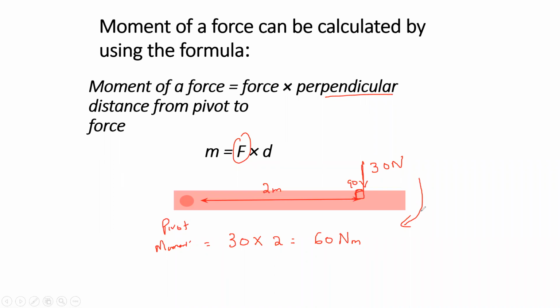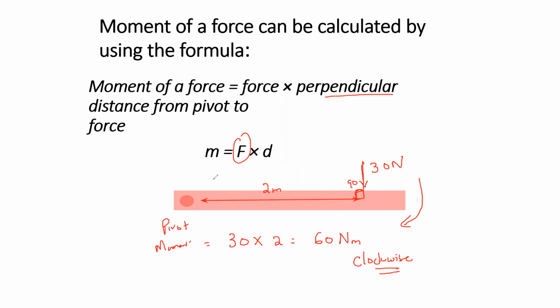So this object will rotate clockwise. So we'll say the moment is 60 Newton meter clockwise. Is it clear? This is an example of how to calculate a moment, a turning effect.